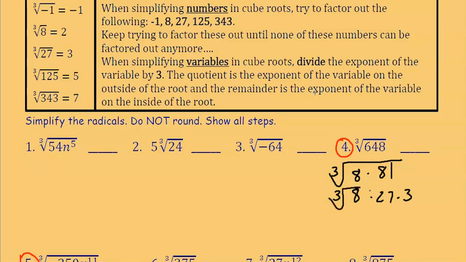So we have the cube root of 8 times the cube root of 27 times the cube root of 3. So we have 2 times 3 times the cube root of 3. That gives you 6 times the cube root of 3.